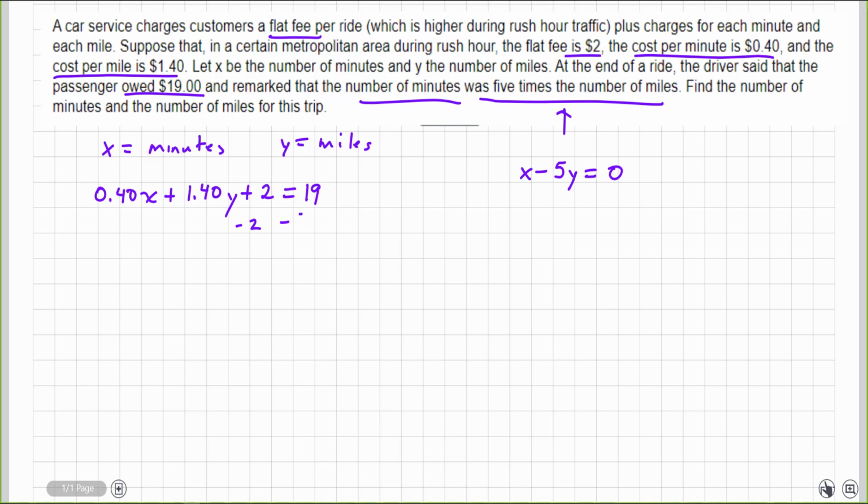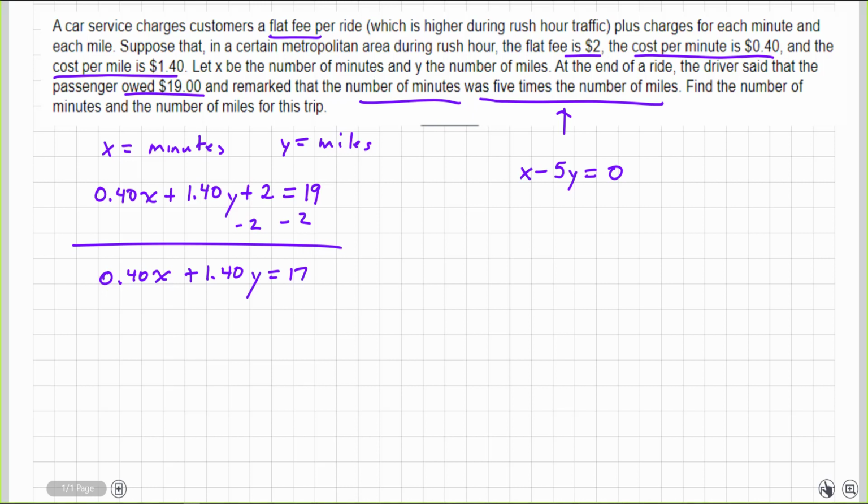There's nothing wrong with moving all the numbers to one side, because it probably looks more like what you've been used to anyway. And then I have my equation here, x minus 5y equals 0. Totally up to you. You can do a matrix, you can do elimination. When I see something like this, I think right away substitution, because it's very quick and easy to solve for that variable. So now I take this one, and where I see an x, I'm going to plug in 5y.